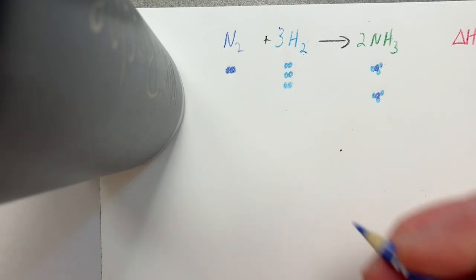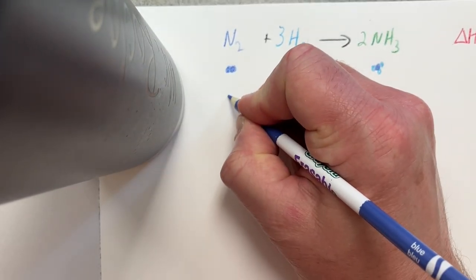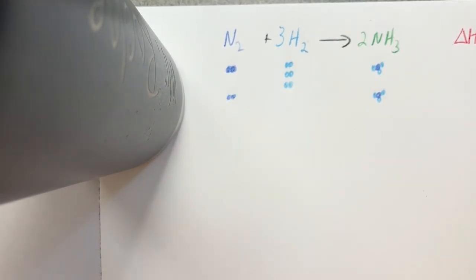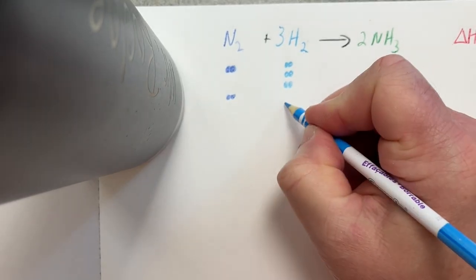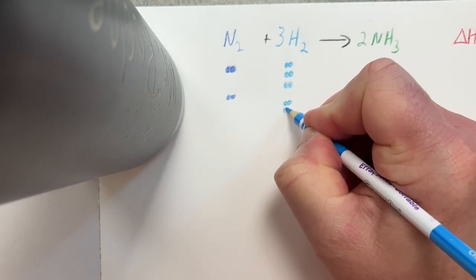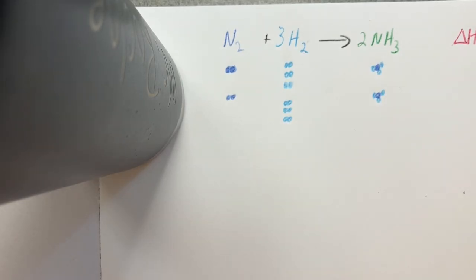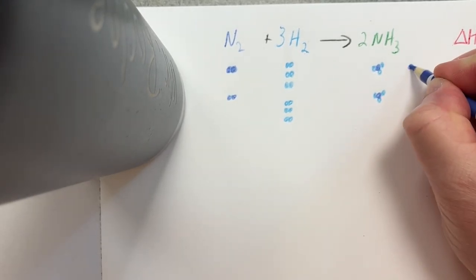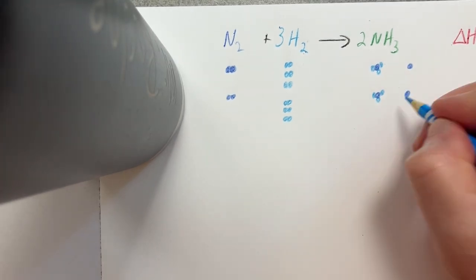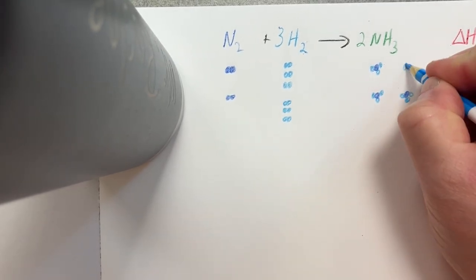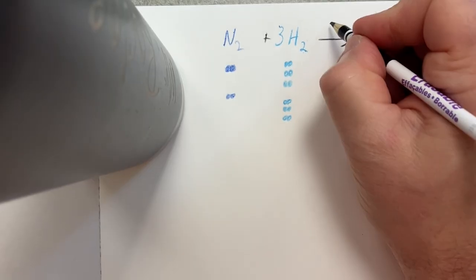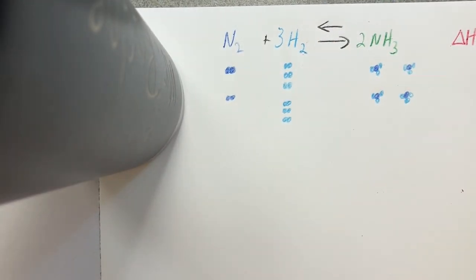So what I'm going to do is just add a couple more of everything, just to give you more of an idea. So I have another nitrogen, that means I'll need 3 more hydrogens, and that will also mean that I need a couple more ammonia. So I'm just going to draw those in real quick. All right, so this is a reversible reaction, so it can go either way, which is important with LeChatelier.